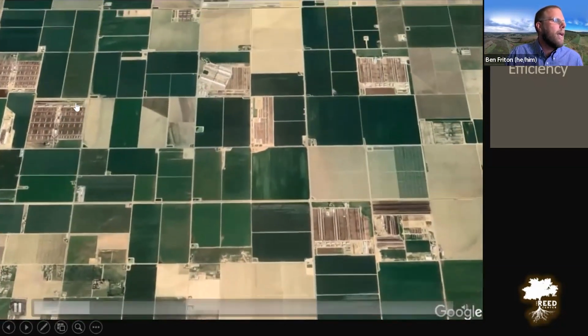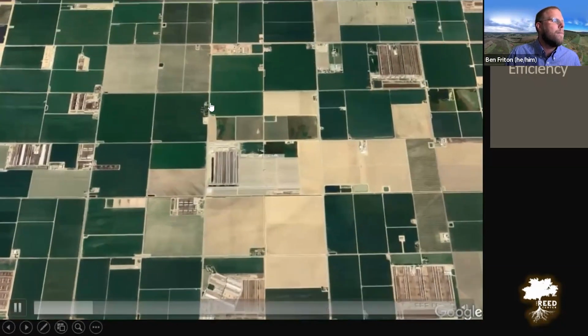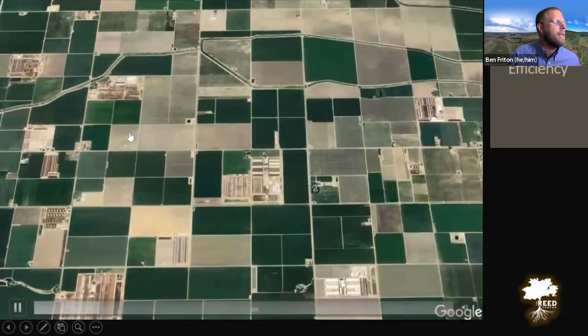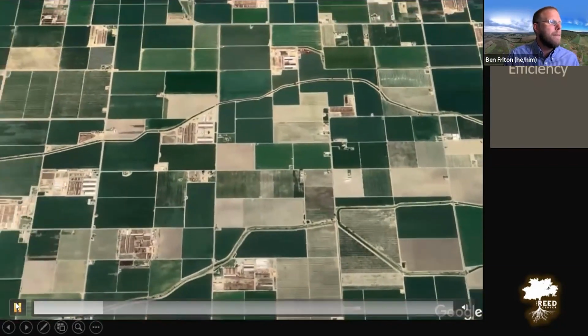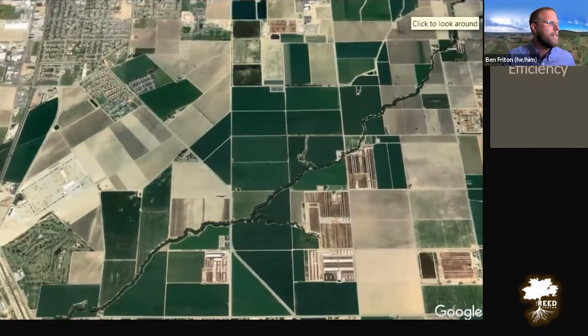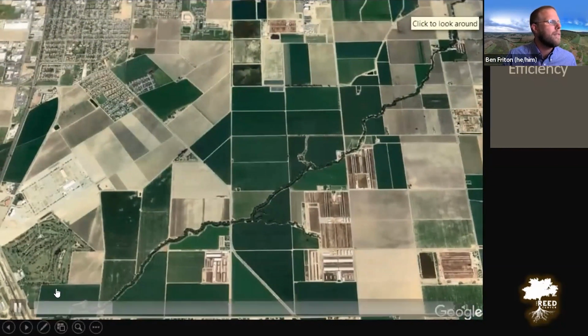There are some egg-laying operations, alfalfa. Some organic farms are going to be mixed into here as well. 90% of things like broccoli and strawberries that are produced in the United States are produced in this region.